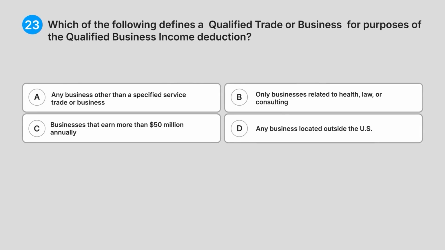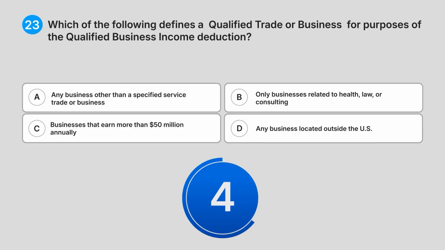23. Which of the following defines a qualified trade or business for purposes of the qualified business income deduction? A. Any business other than a specified service, trade or business. B. Only businesses related to health, law or consulting. C. Businesses that earn more than $50 million annually. D. Any business located outside the US. Can you guess the answer?